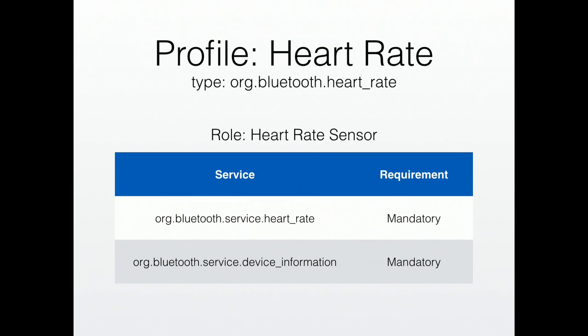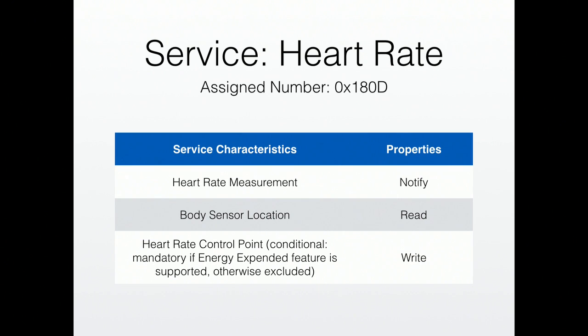And these are the names for the heart rate service and the device information service. And in the heart rate profile, these things are both mandatory. So you can't really say that I've got a conformant heart rate device unless it implements both of these services. And then for the heart rate service, some of the characteristics are mandatory and some are optional. And these are the service characteristics for the heart rate service.